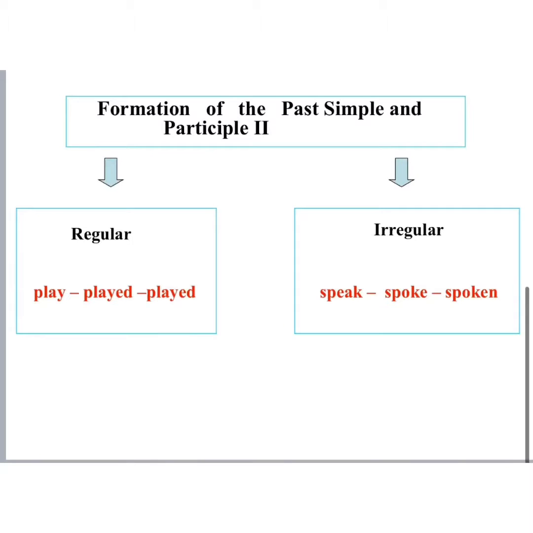There are a lot of types of classification of English verbs. One of them is according to the formation of past simple and the participle too. English verbs are divided into regular and irregular verbs. For example, a regular verb: play, played, played. Irregular verb: speak, spoke, spoken.